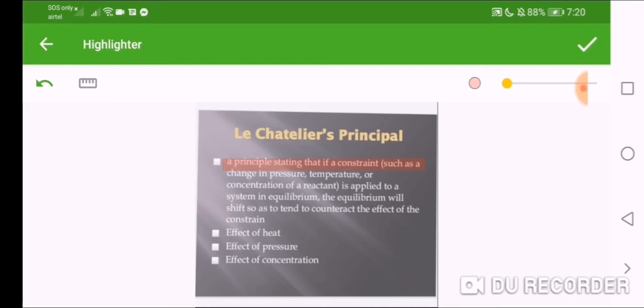Effect of heat, effect of pressure and effect of concentration is discussed in our next slide.